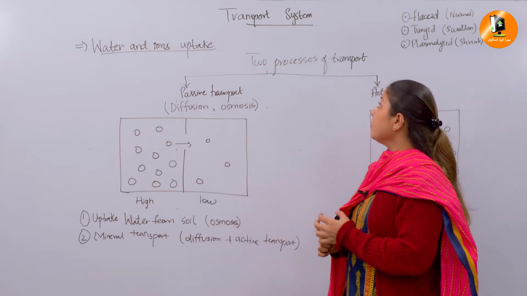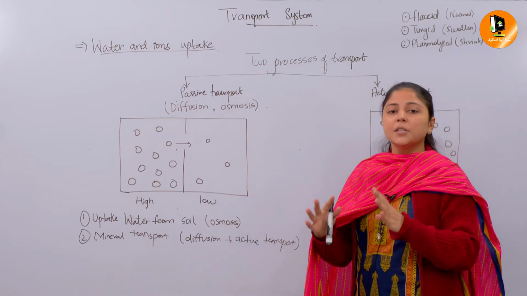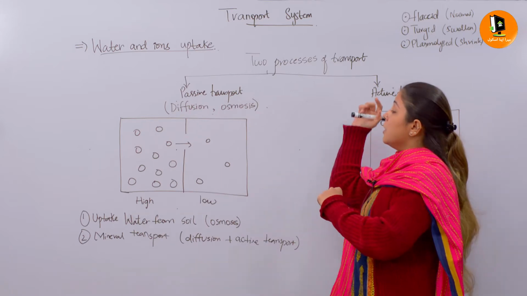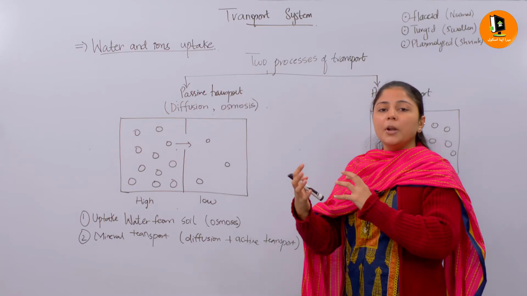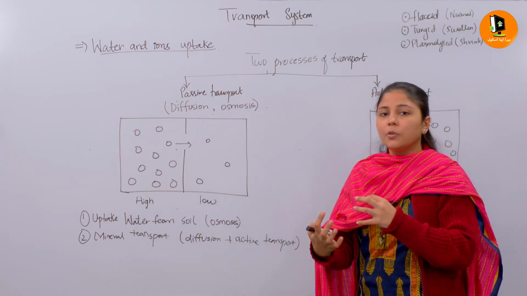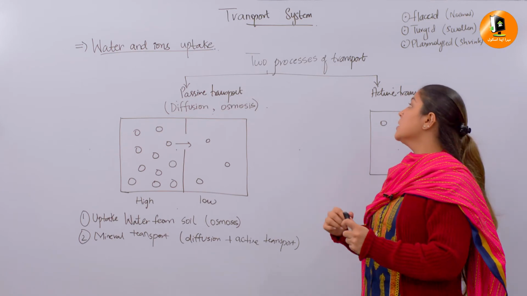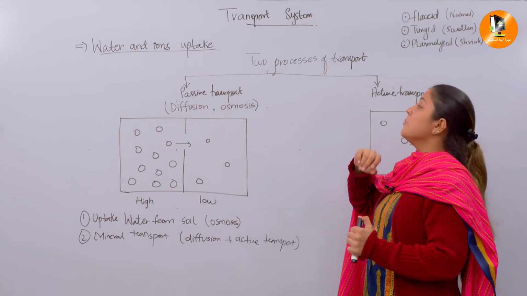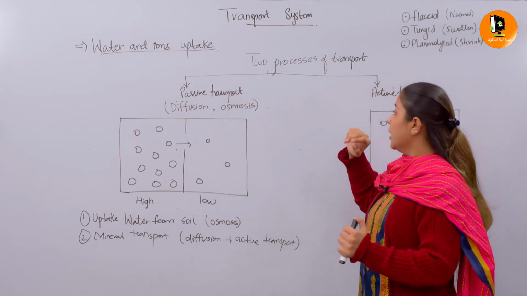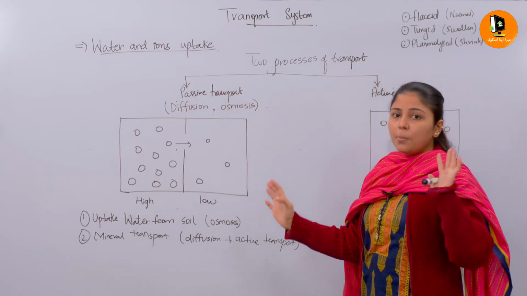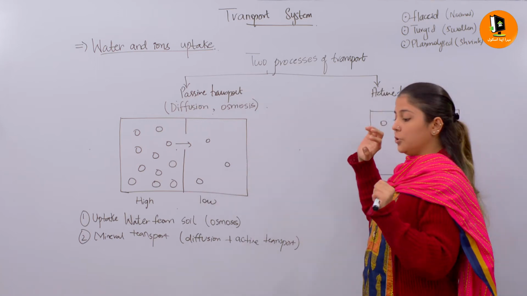Okay? Now we are going to continue this topic, transport system in plants. To understand the concept of the movement or transport of water molecules or mineral molecules in plants, before understanding that concept, you must understand two processes of transport. There are mainly two important processes, passive transport and active transport.